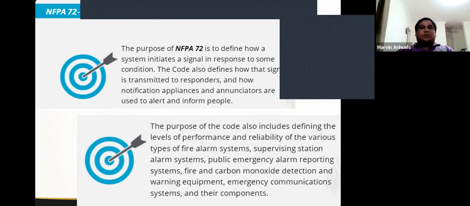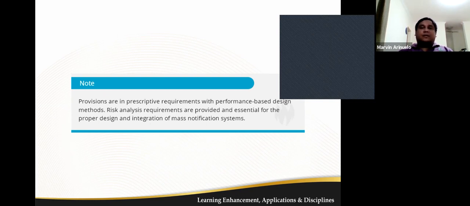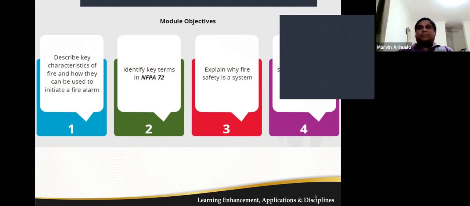There is a term, provisions. Remember that provisions are prescriptive, meaning it is normally required, while performance-based design methods are different. Risk analyses are provided and essential for the proper design and integration of mass notification systems.